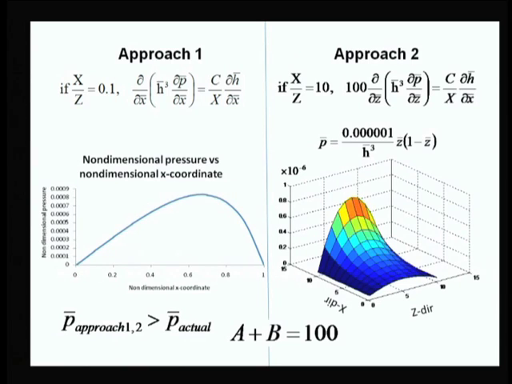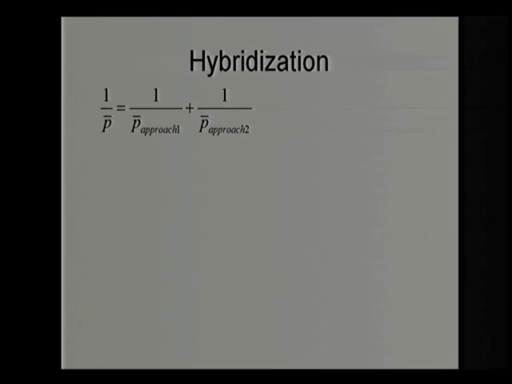This is the reason why we have written something like that. The non-dimensional pressure P obtained for approach 1 or approach 2 will be greater than the actual non-dimensional pressure. So, we need to rectify it. That is why we think that we can hybridize it.